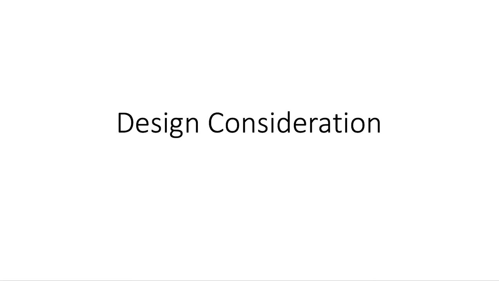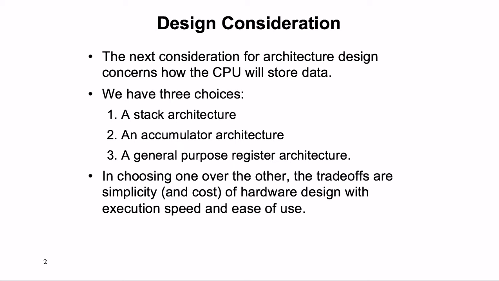Alright, so in this lecture we discuss design considerations for the instruction set. Once the byte ordering in memory is determined, the hardware designer must make some decisions on how the CPU should store the data. This is the most basic means to differentiate ISAs. Basically we have three choices: the stack architecture, the accumulator architecture, and the general purpose register architecture.